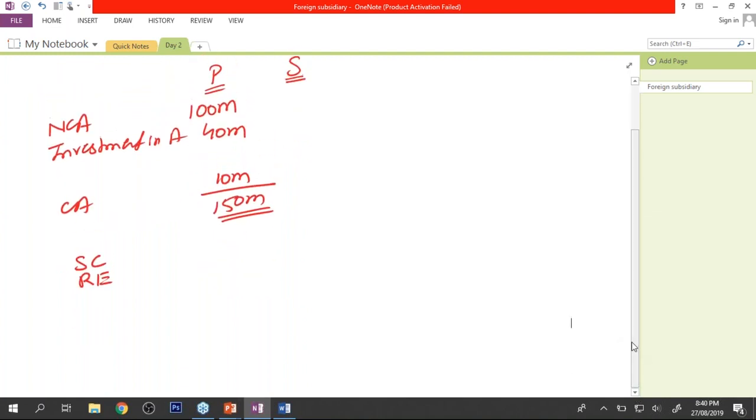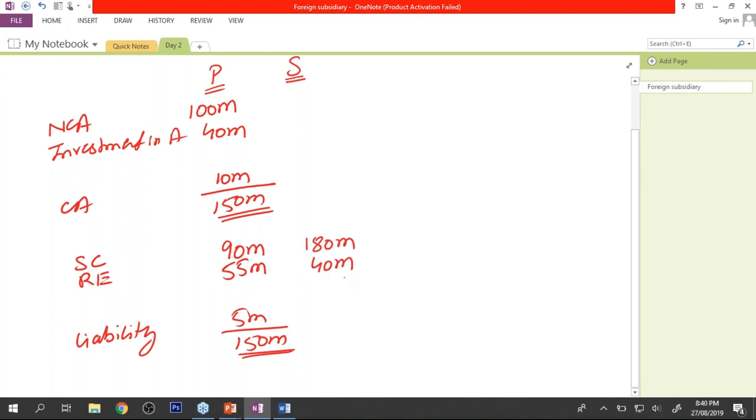So we'll need some more space. The liabilities are, let's say, $5 million, the share capital is $90 million, and retained earnings are $55 million. And the value of the share capital of the subsidiary is, let's suppose, 180, retained earnings are 40, and the liabilities are 10. So this is a total of 230 million. The breakup of this is 30 as the current assets and 200 in the non-current assets.